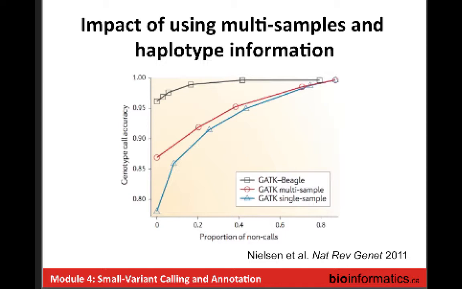This is an old slide, from 2011, so not all these callers are still available for doing the calling. But it was interesting to see that at this time, when people started to think about populations, they compared single-sample calling, multiple-sample calling, and the one which does multiple calling plus imputation. And we saw that accuracy is quite a bit better when you use the population information.